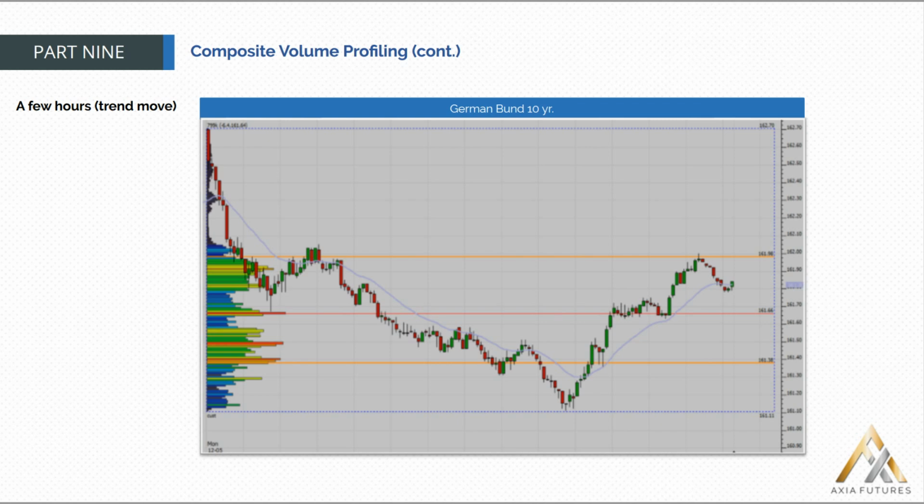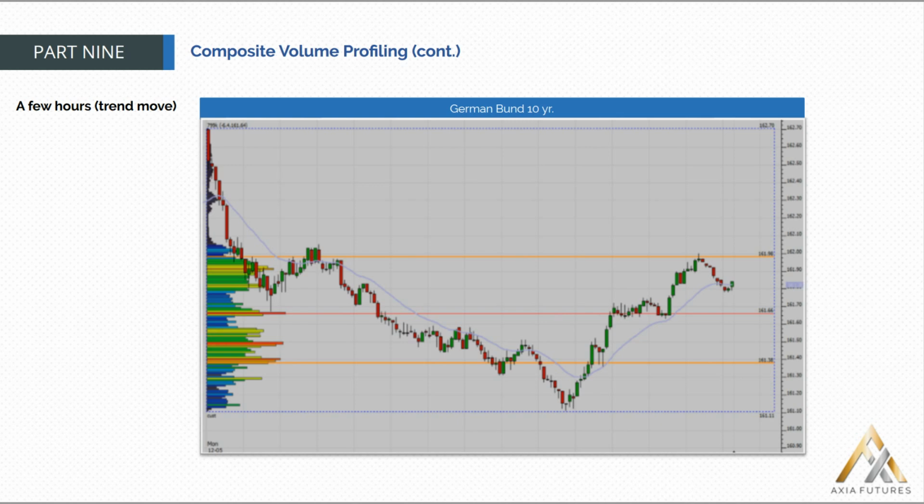Now again, as you'll see with the composite profile, it helps me to, one, determine where the good trade location is, which is ahead of the area of low trade, where that first orange line is. And then more importantly, it helps me to remain in the trade until such a time that we find discount prices. And we can see once we've found those discount prices, the market very quickly auctions back up towards the top orange line.